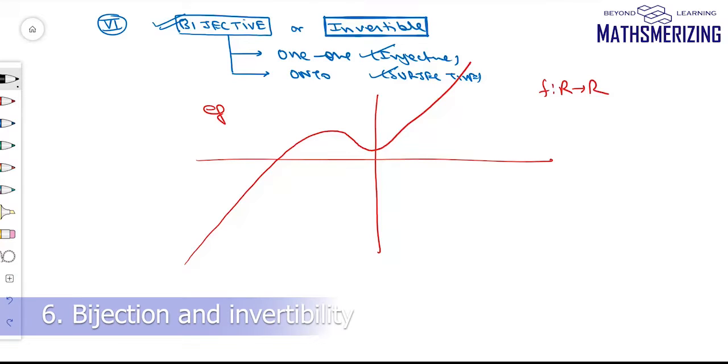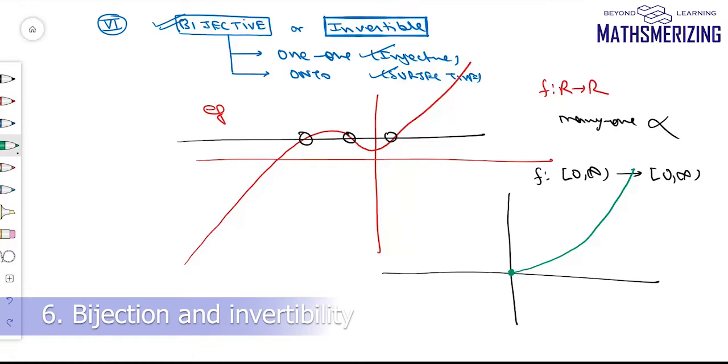So first I'll check whether this is a one-one function or a many-one function. I'll draw a horizontal line. When I draw a horizontal line, I see 3 points of intersection. So basically it's a many-one function. Now when it's a many-one function, it cannot be a bijective function.